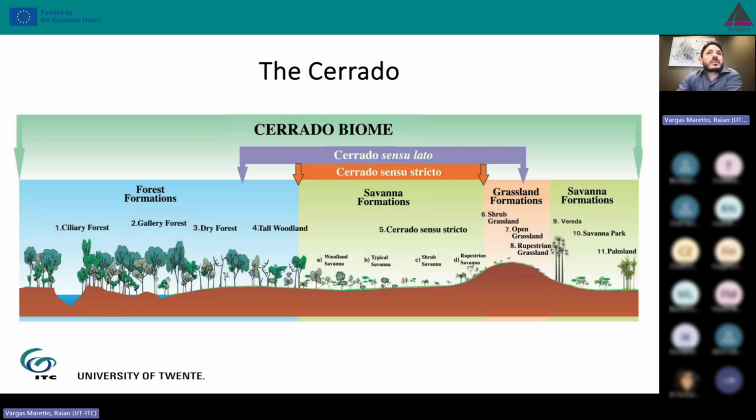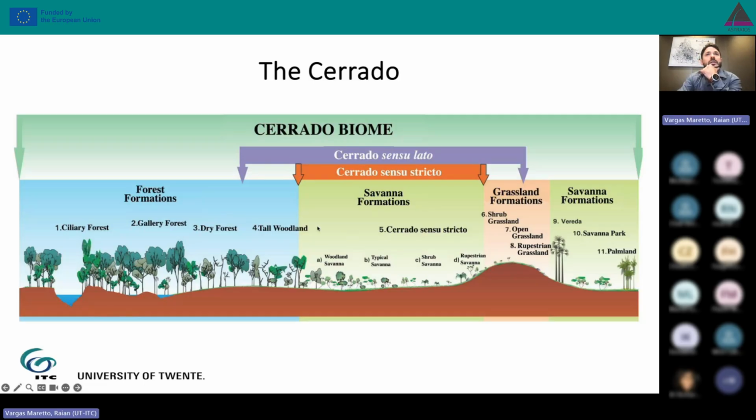So why the complexity of this work? Because the vegetation of the Cerrado is quite complex. This is the typology of the vegetation, which is divided into three bigger types: the forest formations, savanna formations, and the grasslands.